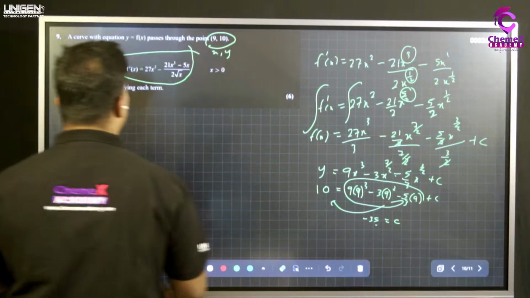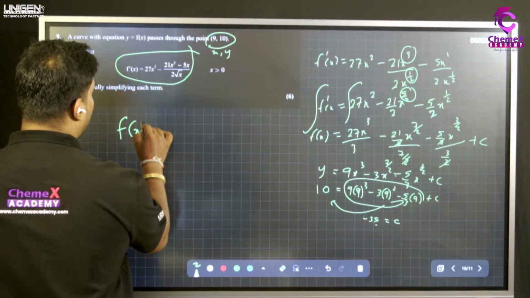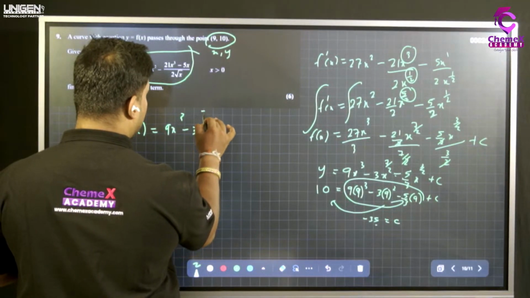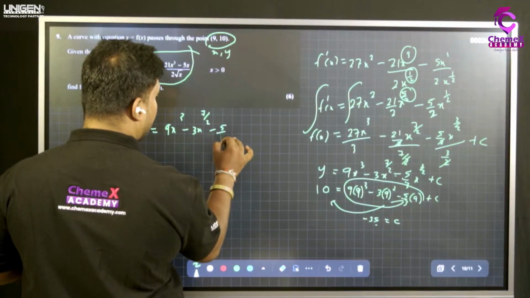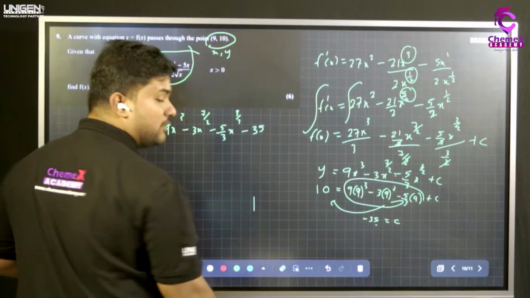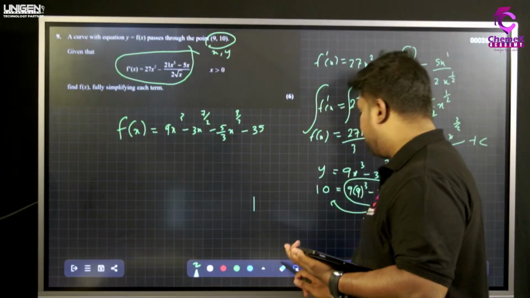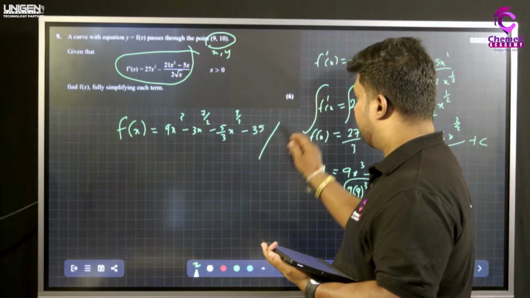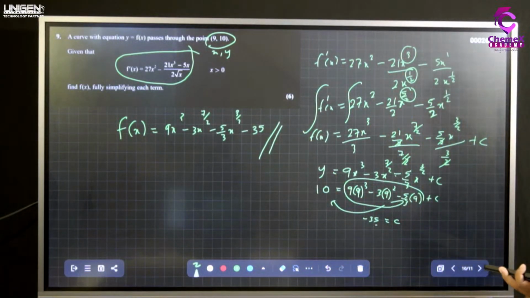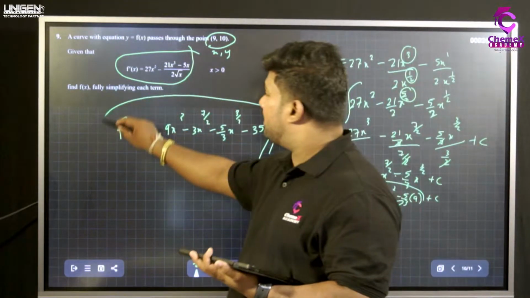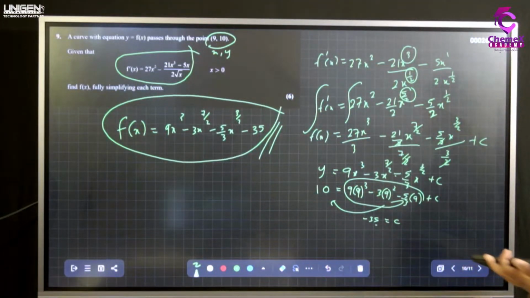After you get the c, it's still not done. You have to write the whole equation: 9x cubed minus 3x to the 7 over 2 minus 5 over 3 x to the 3 over 2 minus 35. Because you can't leave c, you have to write the value of it. So minus 35. This is the final equation of f(x). So 6 marks for this whole integration.